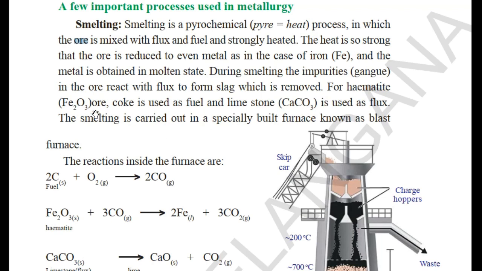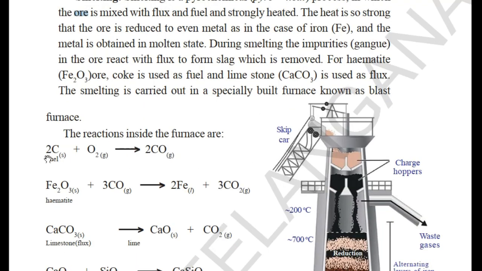For example, here they have taken iron oxide, coke is used as a fuel, coke is nothing but coal, limestone is used as a flux. Smelting is carried out in a furnace known as the blast furnace. The reaction is here. So first we have a fuel and oxygen. So when fuel and oxygen combine, carbon oxide is formed.